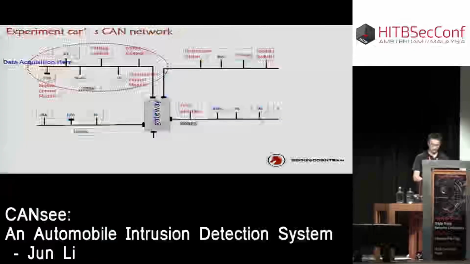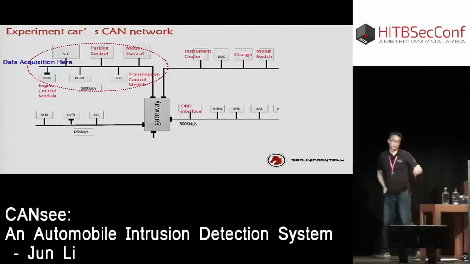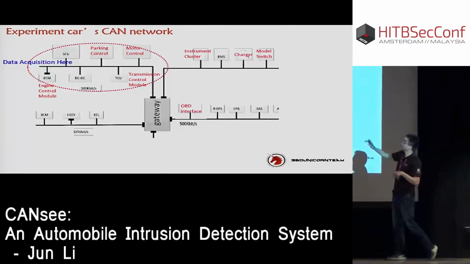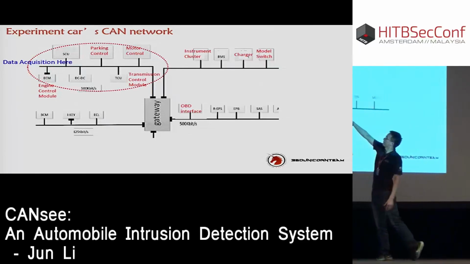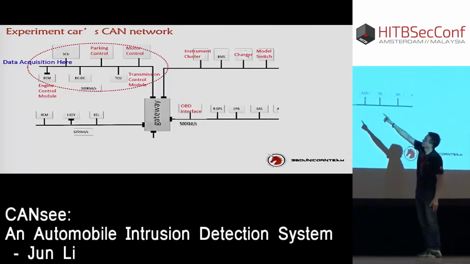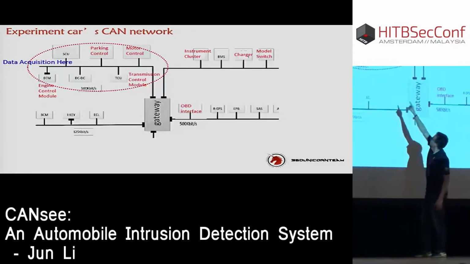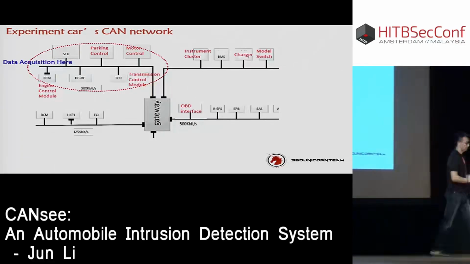Okay, let's continue. This is the network architecture of the car we used to do the experiment. It has multiple CAN buses, but we acquired the data from the engine CAN bus because the engine CAN bus has the ECM, engine control module, and the TCM, transmission control module.